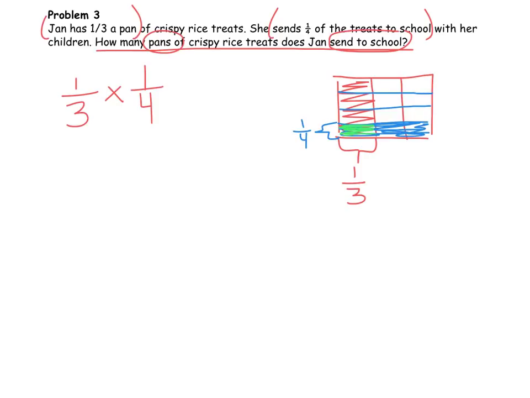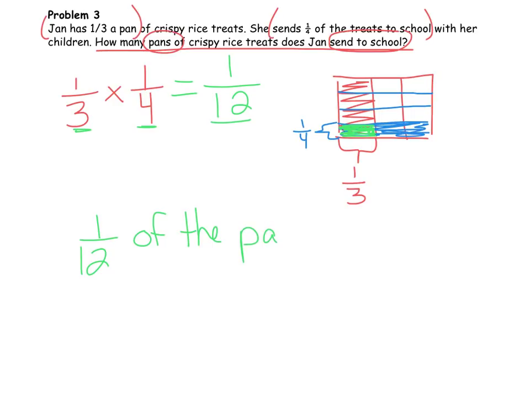Well, what part is overlapping? It's the single box. So I know it's going to be 1 over. Well, how many boxes are there? 4 times 3 columns. 4 times 3 is 12. Well, let's look at this. 3 times 4 is 12. So I modeled it with the equation as well as the area model. So let's answer our question and answer statement. 1/12 of the pan, it's one pan, right? It's part of a pan, was sent to school. Make sure you showed all your work.